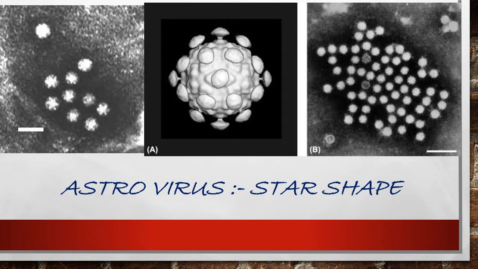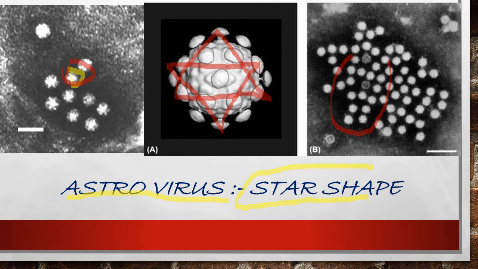Its answer is, guys, astrovirus. How does astrovirus look? It looks like a star shape. So you can easily see a star-like appearance in this image. You can also see it here, and here also, a star shape like this. You can also observe it here.